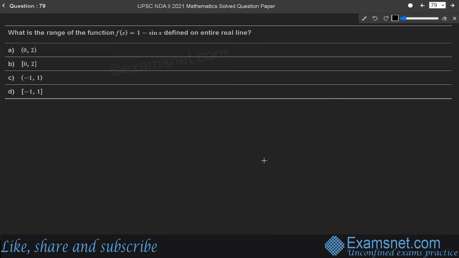Next question is, what is the range of the function f of x is equal to 1 minus sine x? Range, here range means minimum and maximum value, and you can see that in the function there is sine x. We know that minimum value of sine x is minus 1 and maximum value of sine x is 1. So we can say that sine x will be between minus 1 and 1. Function is 1 minus sine x.